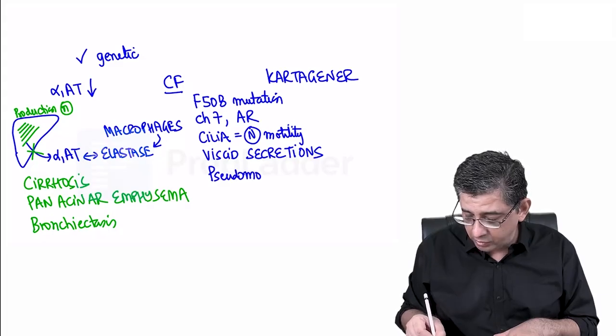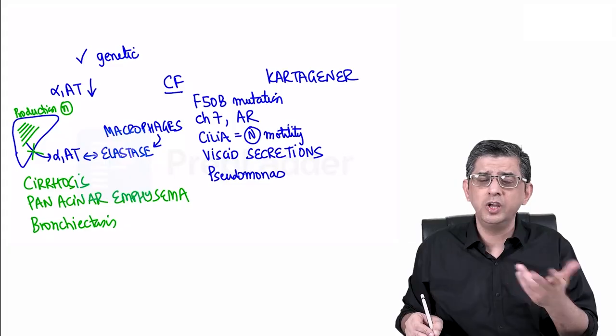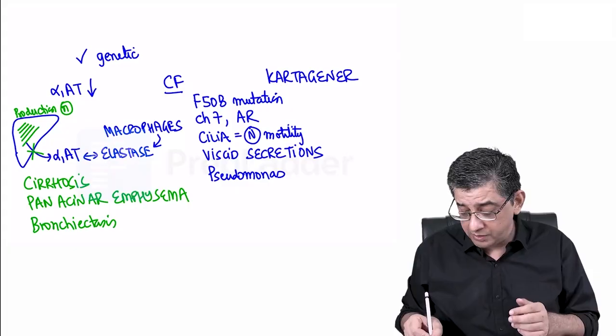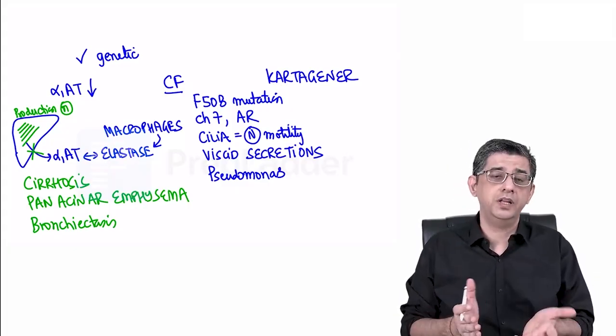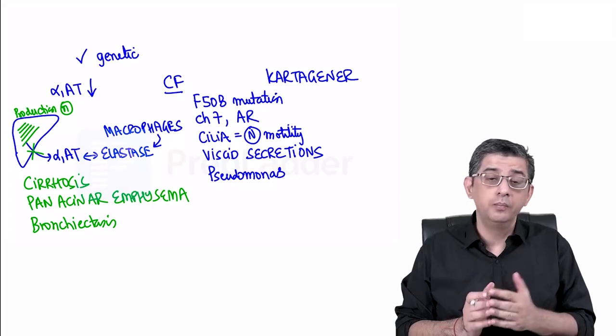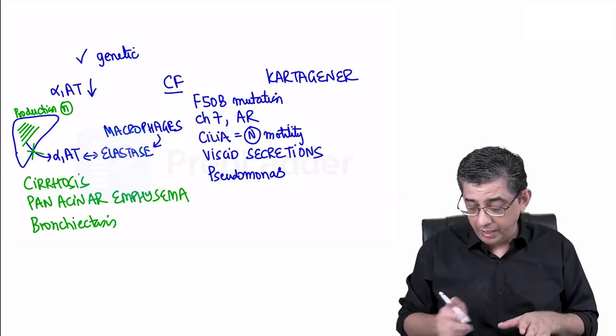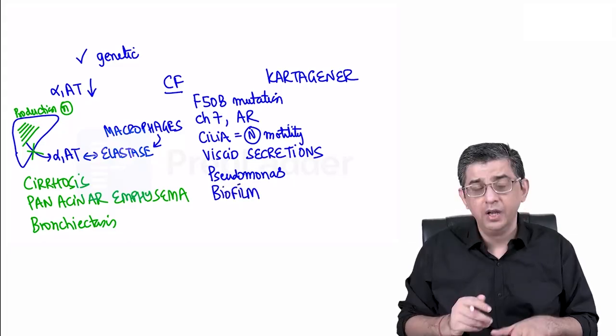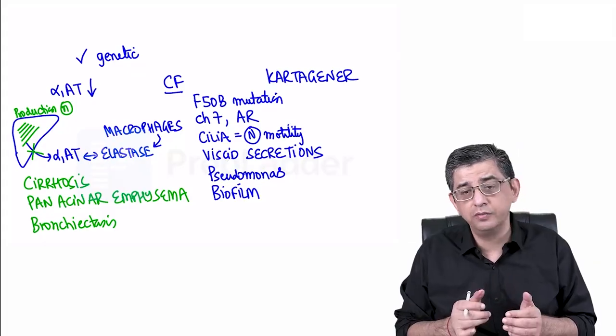Initially, the infection would be caused by pneumococcus or Haemophilus influenzae. Usually in children, it is Haemophilus influenzae. But subsequently, because of repeated hospitalization, Pseudomonas would come in, Burkholderia cepacia would come in. And once these organisms establish themselves in the lung and form a biofilm, there would be manifestations of bronchiectasis occurring in the patient.